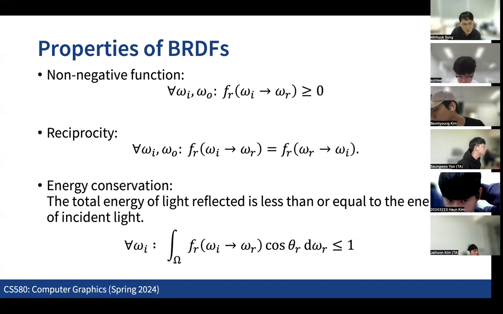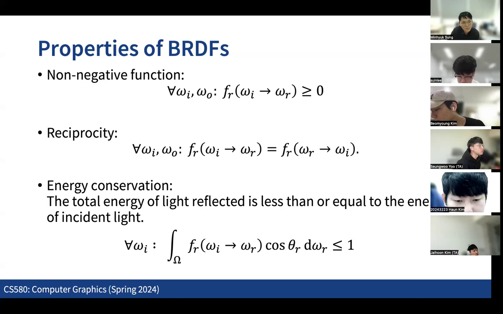So we have also seen that we need to satisfy these things so as not to see any divergence, some kind of explosion of the light power, as in the diffuse sphere case in the previous lecture.